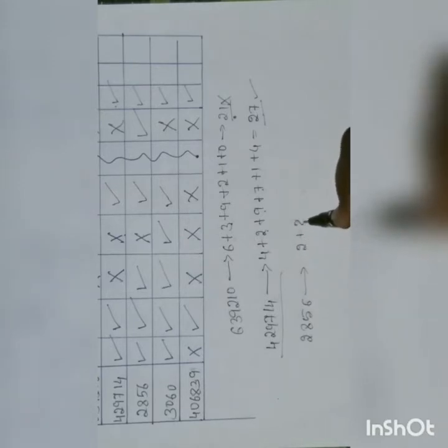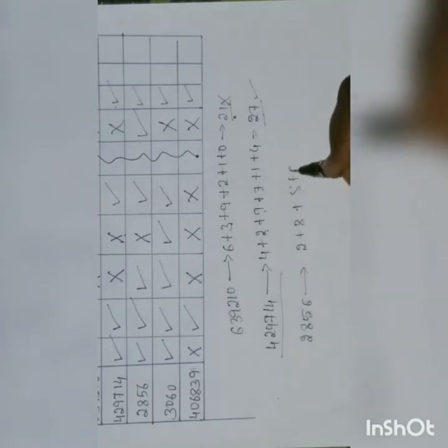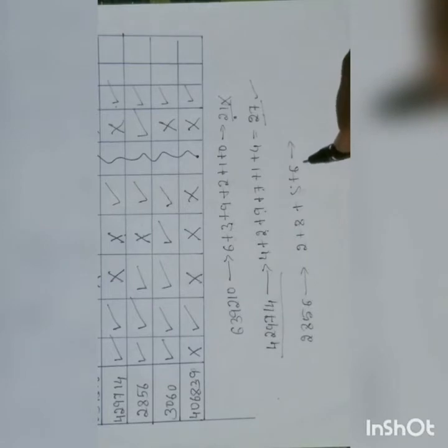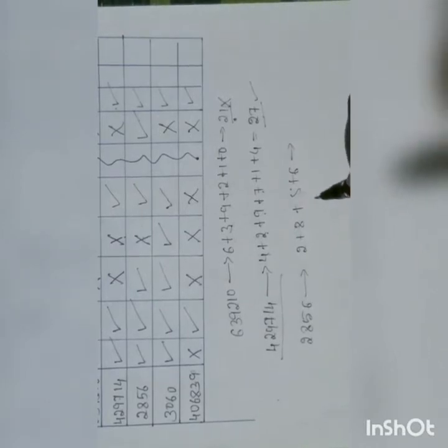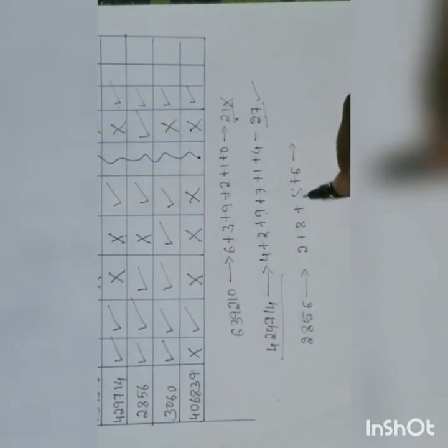2856. What is the first step? Add the digits: 2 plus 8 plus 5 plus 6. What answer will I get here? I need to check that. 2 plus 8 is 10. 10 plus 5 is 15. 15 plus 6 is 21.